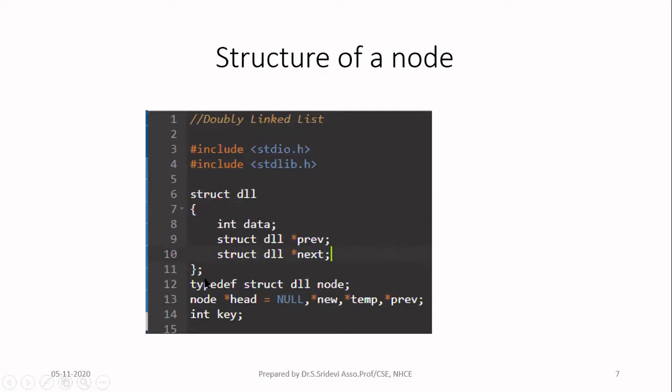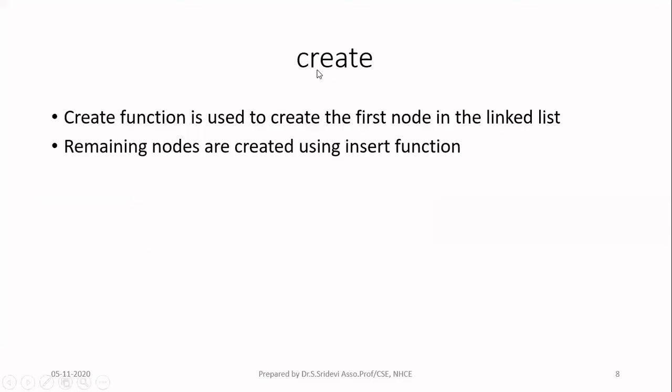And after that, you can declare a new name for this structure to have easy reference. So I am declaring by means of typedef keyword. So typedef struct DLL node. Then these are all the variables I am going to use in my program. We will see them whenever we need. So first we are going to focus on the create function. This create function is used to create the first node in the doubly linked list, and remaining nodes are created by using the insert function.